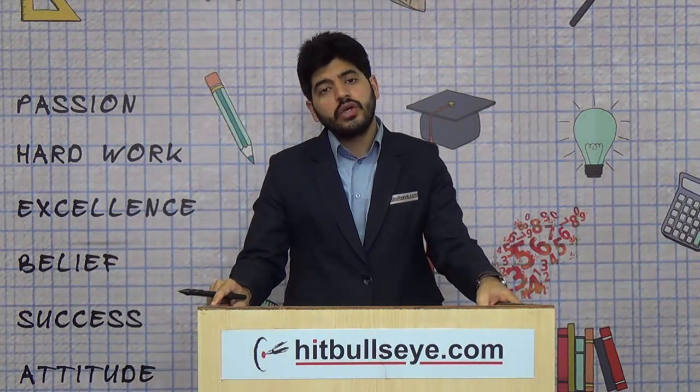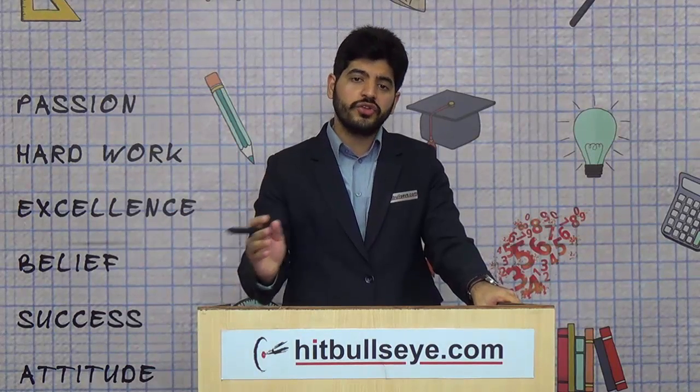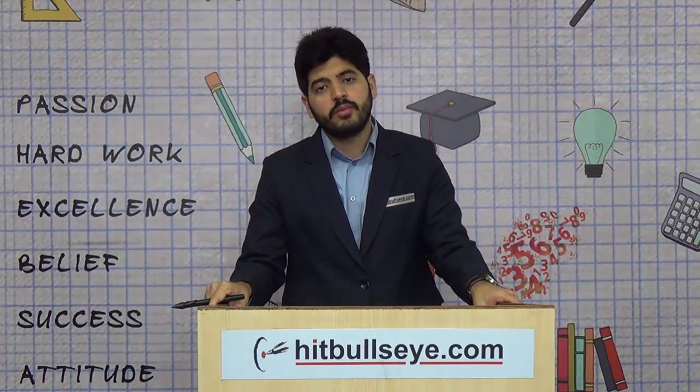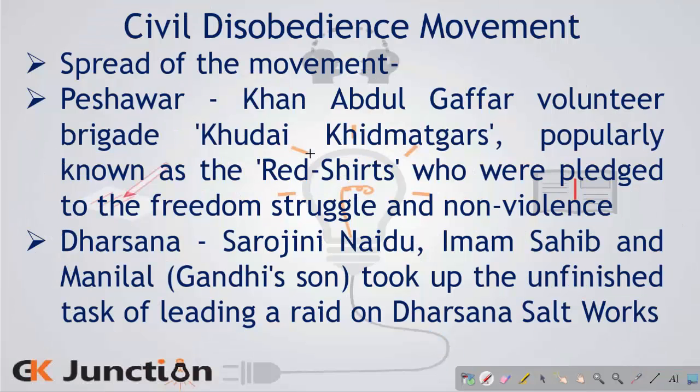So talking about the events of the civil disobedience movement, the causes were the same: Gandhiji's 11 demands and their subsequent rejection. The events of the civil disobedience movement were as such. Firstly, we'll discuss the spread of the movement. In Peshawar, a very famous freedom fighter by the name of Khan Abdul Ghaffar Khan organized volunteers by the name of Khudai Khidmatgars, or popularly called the red shirts. They would disobey all governmental instructions and governmental institutions.